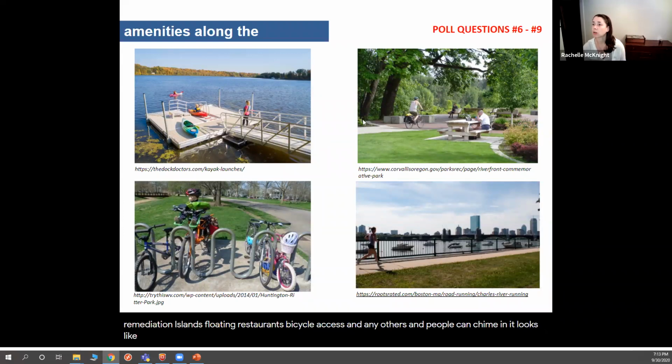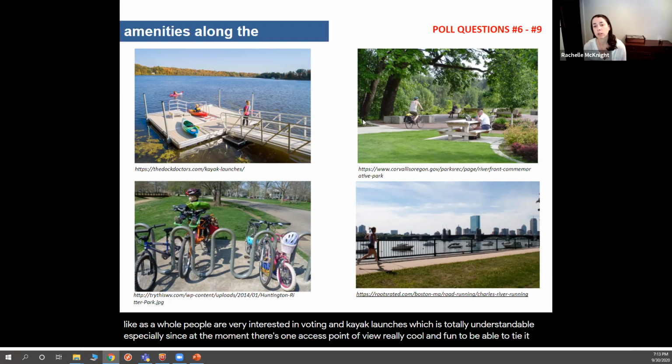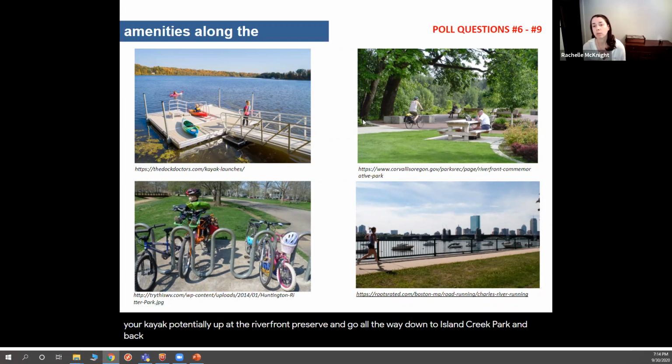It looks like as a whole, people are very interested in boating and kayak launches, which is totally understandable, especially since at the moment there's one access point. It'd be really cool and fun to be able to tie in your kayak potentially up at the Riverfront Preserve and go all the way down to Island Creek Park and back, and to be able to get in and out at those places. So that's great to see.